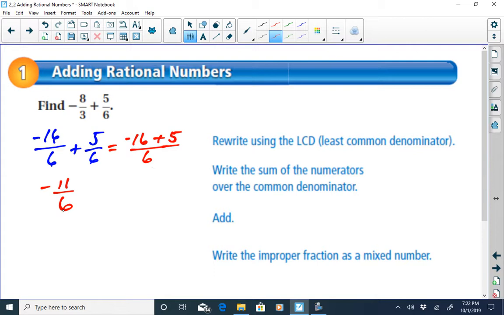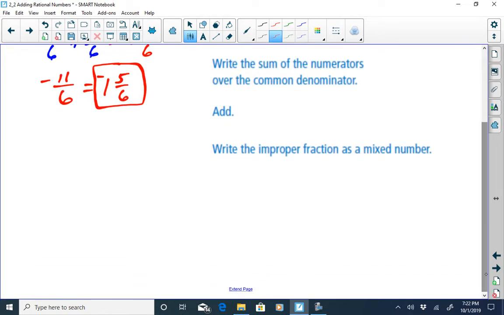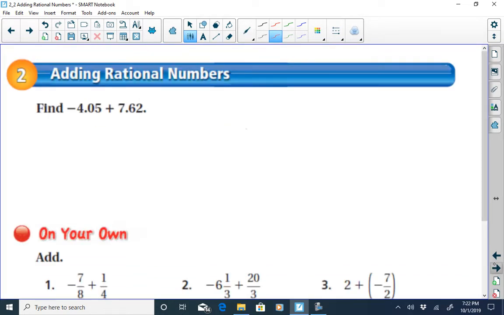Now, if we want to rewrite that as a mixed number, 6 goes into 11 one time with 5 left over, and it still has to be negative. So there's our answer, negative 1 and 5/6, but negative 11 over 6 is correct as well, just written as an improper fraction. Alright, so let's continue.